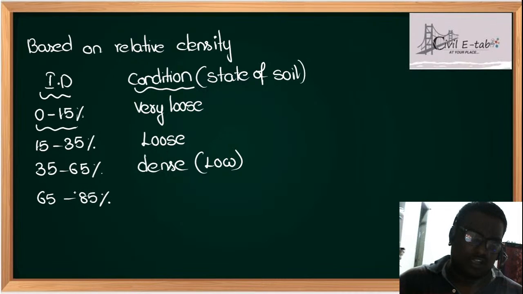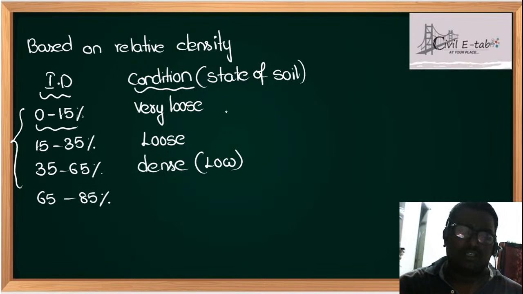You have to remember all these values, students. There is no other way, because if you don't remember, they can ask you what is the state of the soil. They can give you Emax, E and everything. After finding out, if you don't know these ranges, in the options it will be very loose, loose, medium dense, dense like that.